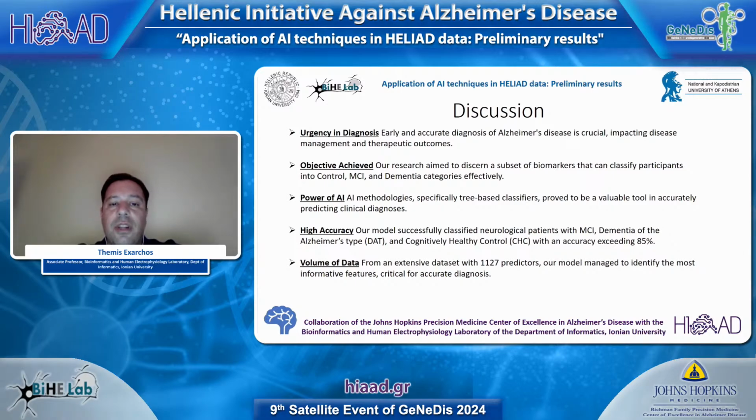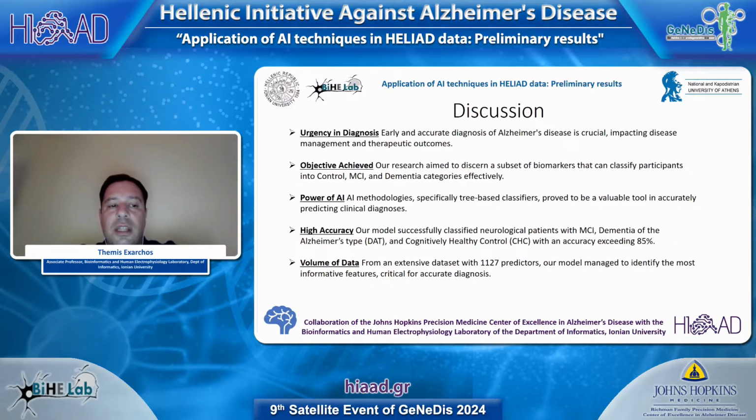Our model successfully classified the neurological patients with MCI, dementia, and Alzheimer's and healthy controls with an overall accuracy in all three categories exceeding 85%. The initial dataset used had 1,127 predictors, and our model managed to identify the most informative ones.